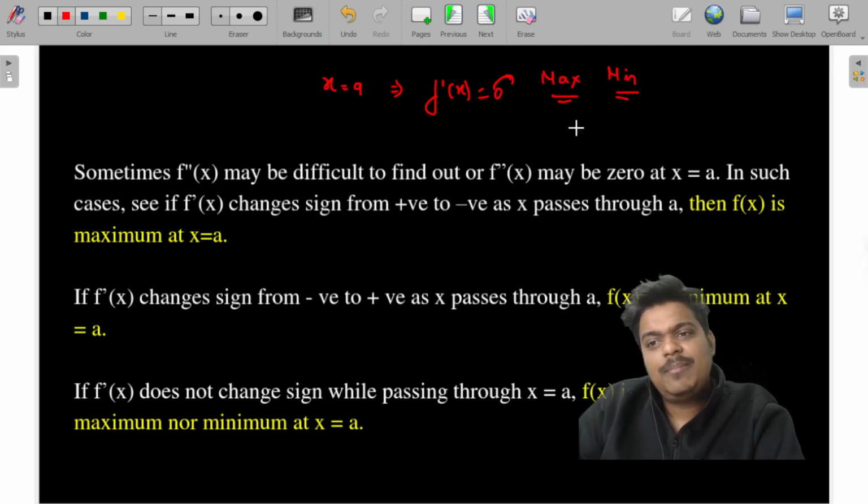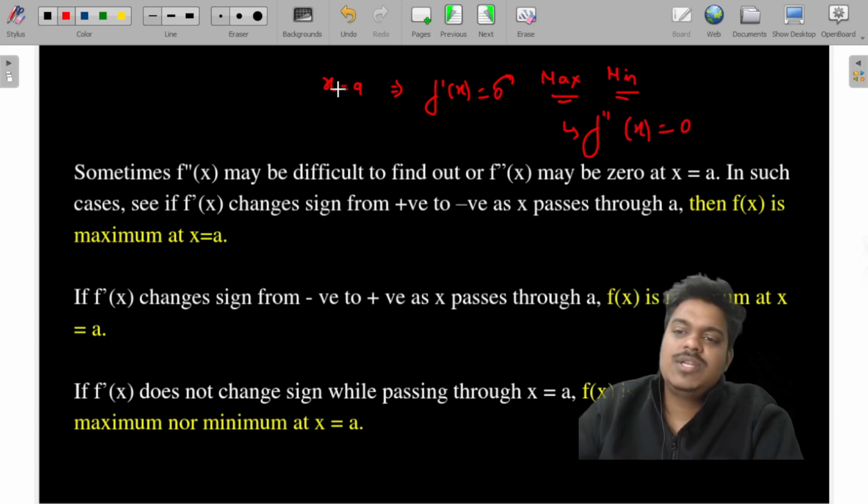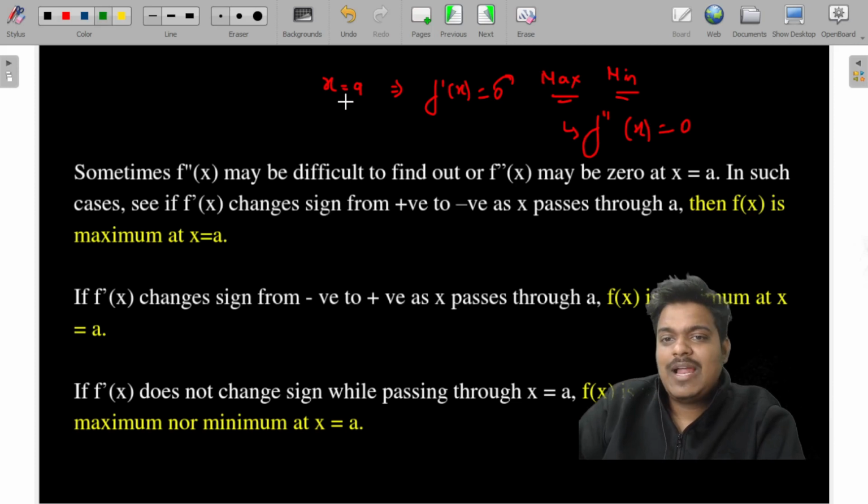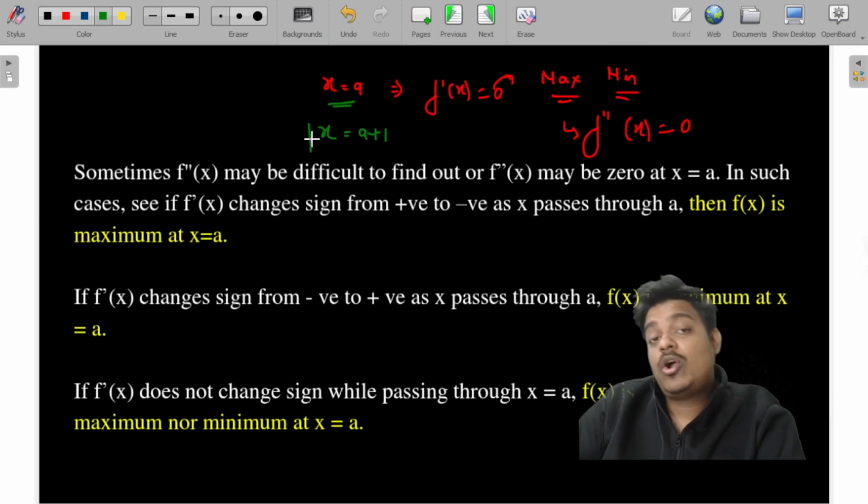That is checked by second order differentiation. But second order differentiation is coming out to be 0, so nothing is clear. What can you do? You take the value x is equal to a, and then x is equal to a plus 1 or anything somewhat greater than a, but not very much greater, just a slight value greater than a.